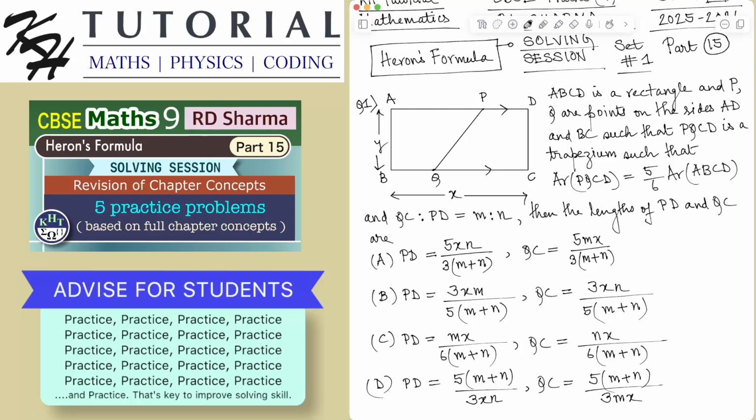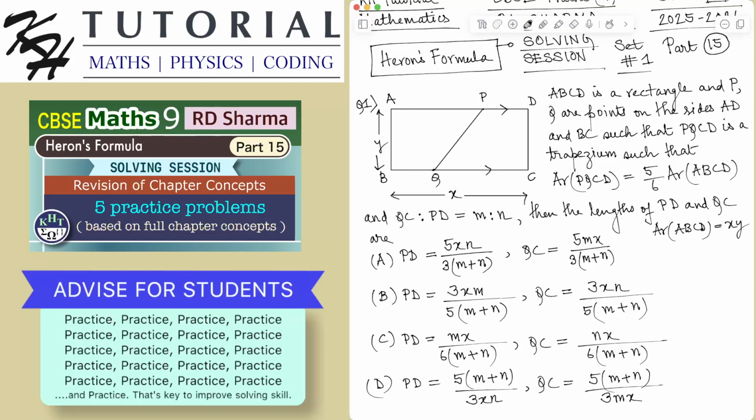Now first of all, what is the area of the rectangle ABCD? It is length multiplied by breadth, which is xy, since the length of BC is given as x, that is the length of the rectangle is given as x, and the width or breadth of the rectangle is given as y.